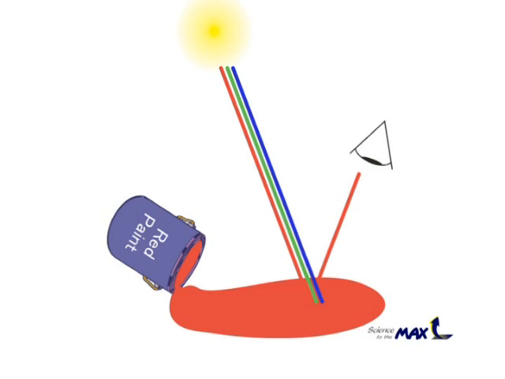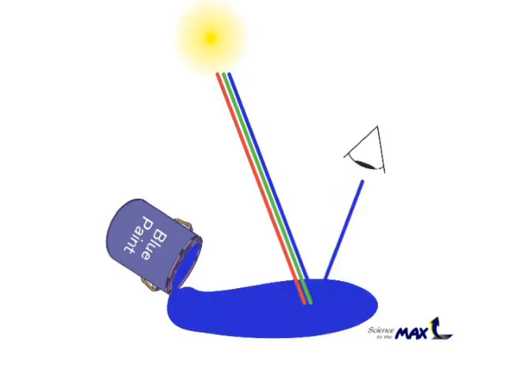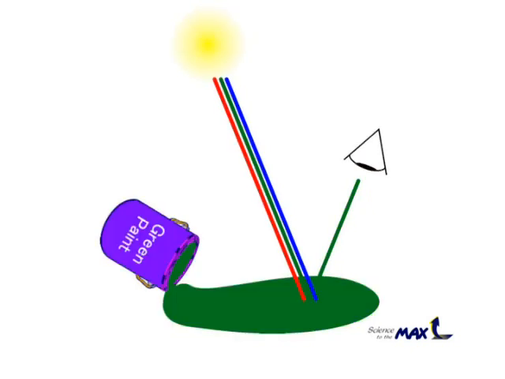When white light is shone on a red object, it appears to be red because the red light is reflected and the other colors are absorbed. By being absorbed, they are being taken away from the white light, so we say they are subtracted. Similarly, when white light is shone on a blue object, it appears to be blue because the blue light is reflected and the other colors are absorbed or subtracted.